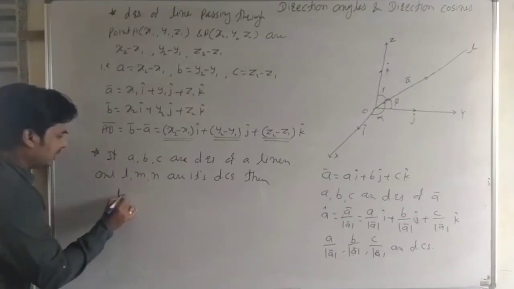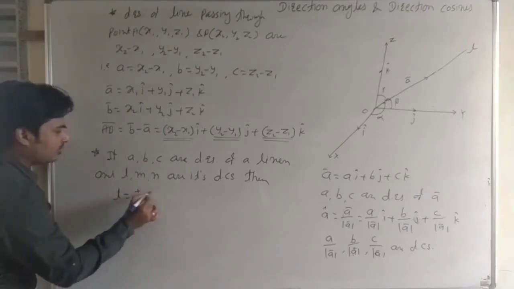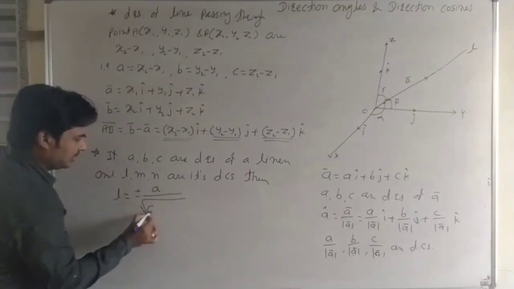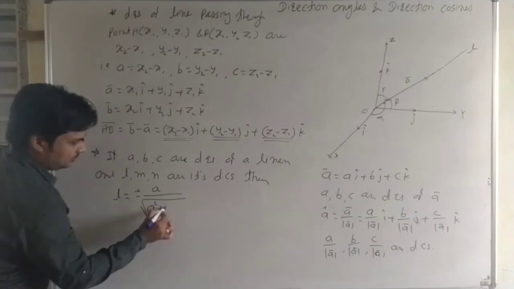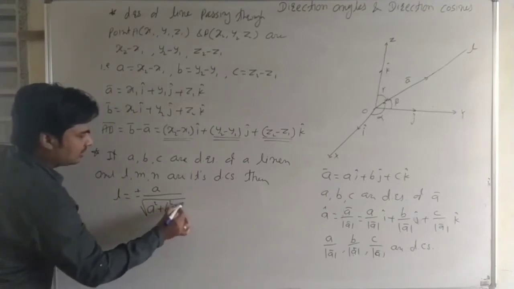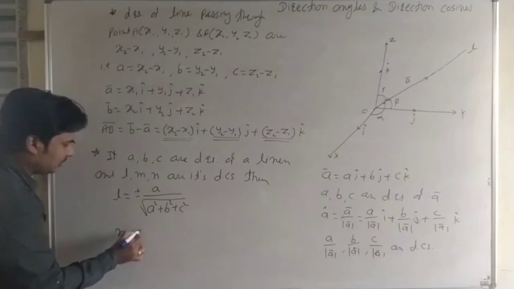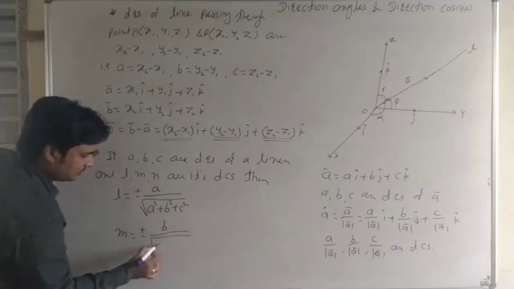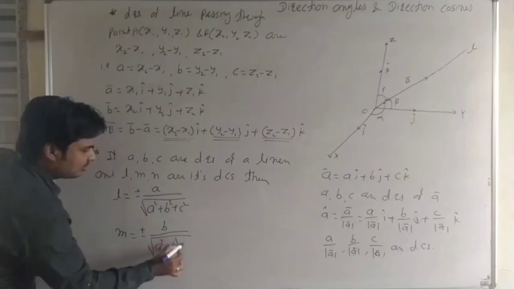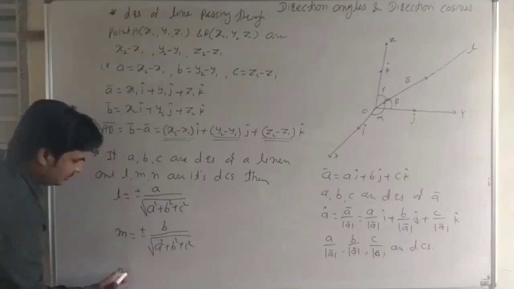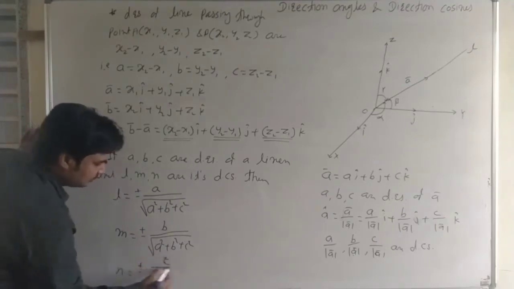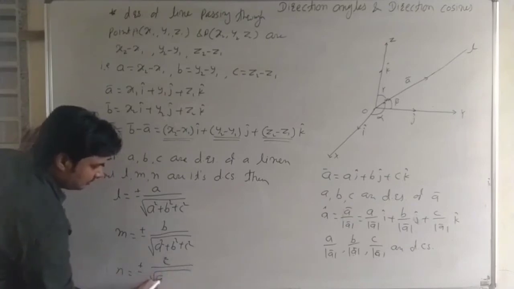Then the direction cosines: l is equal to plus or minus a upon under root a square plus b square plus c square. m is equal to plus or minus b upon under root a square plus b square plus c square, and n is equal to plus or minus c upon under root a square plus b square plus c square.